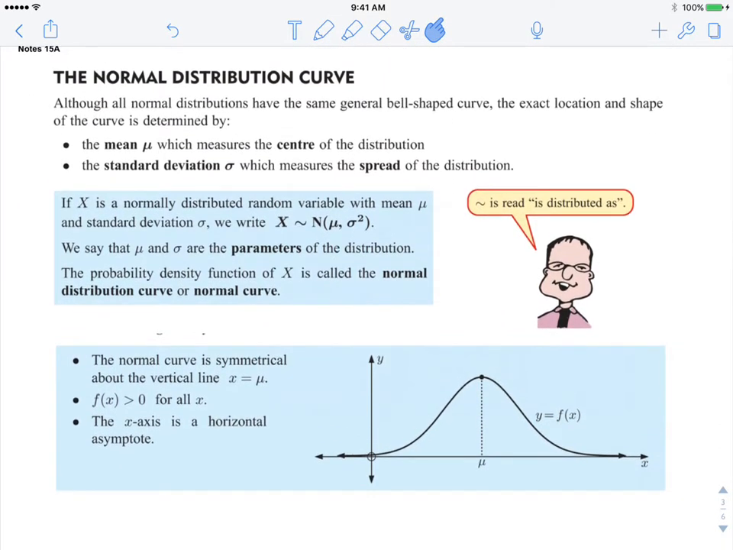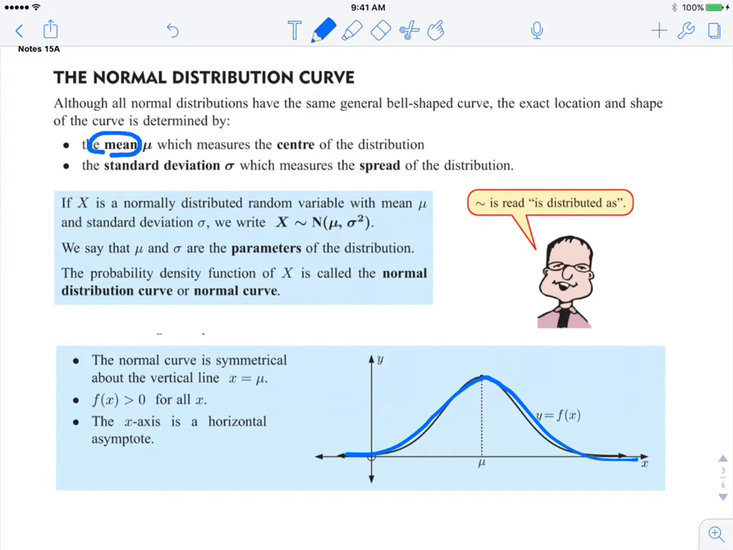All right, so we're going to move on now to a little bit more defining of the normal distribution curve. So although all normal distributions have the same general shape, the exact location and shape of the curve is determined by two things.